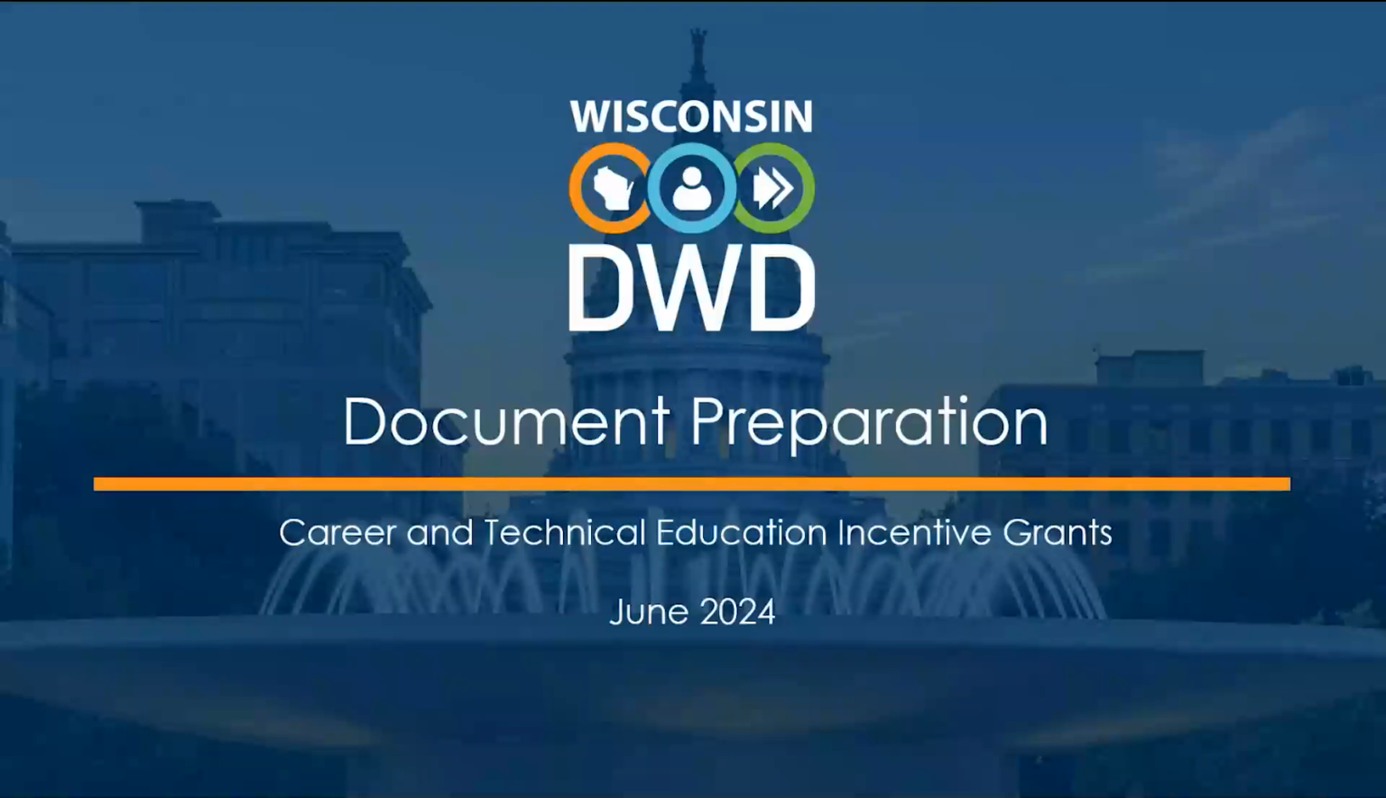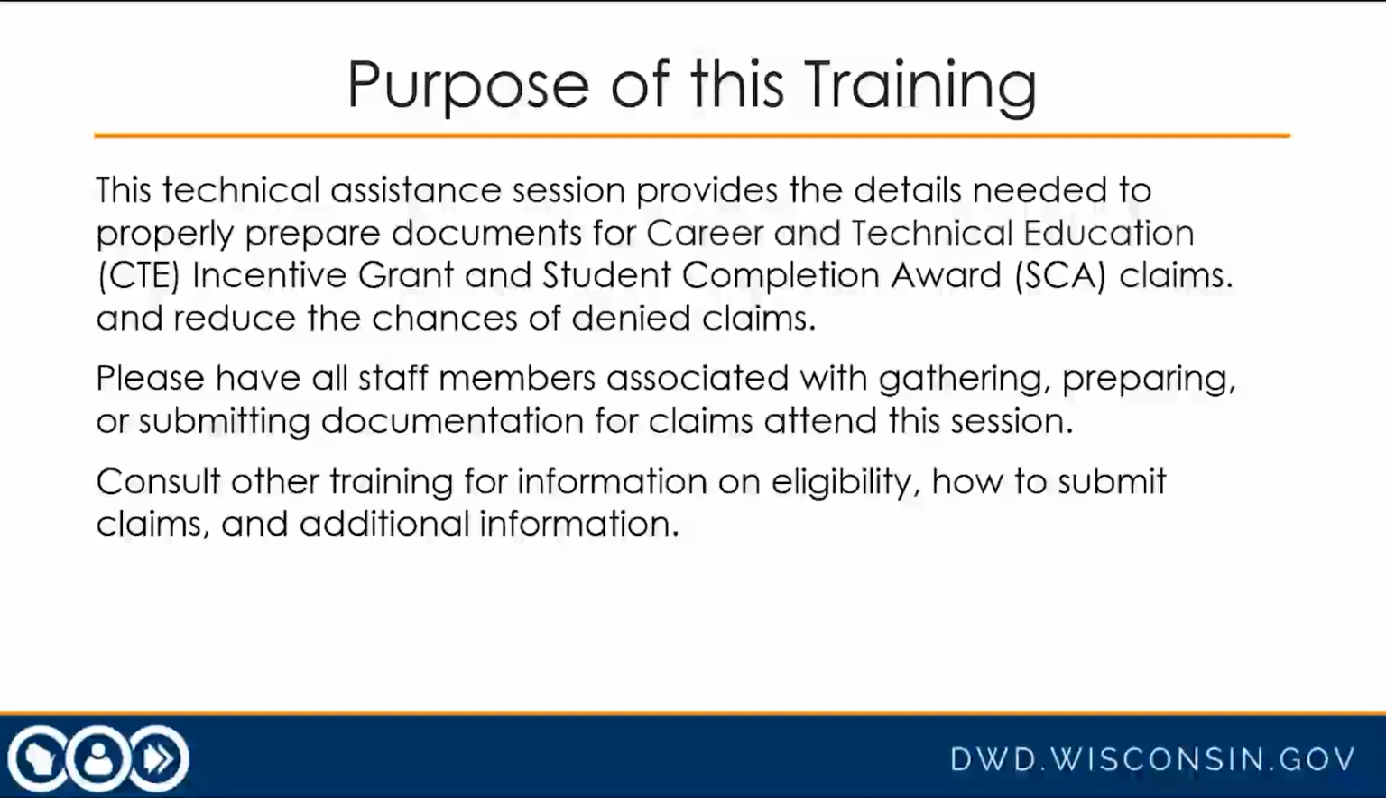Welcome to our Technical Assistance session on document preparation for the Career and Technical Education Incentive Grants Program. This Technical Assistance session provides the details needed to properly prepare documents for Career and Technical Education, CTE, Incentive Grant and Student Completion Award, SCA, claims, and reduce the chances of denied claims. Please have all staff members associated with gathering, preparing, or submitting documentation for claims attend this session. Consult other training for information on eligibility, how to submit claims, etc.